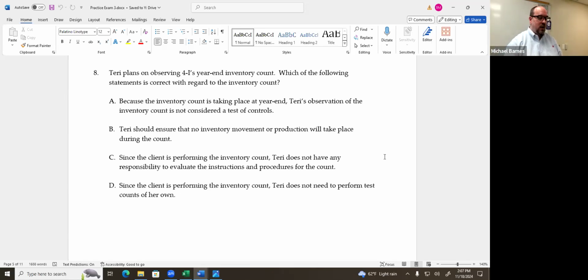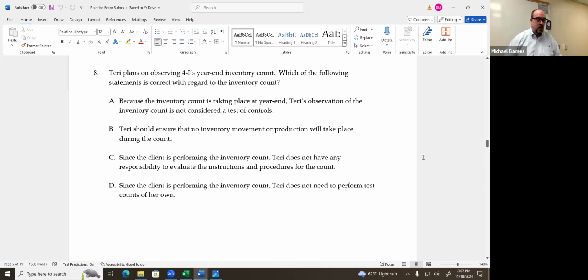Since the client is performing the inventory count, Terry does not have a responsibility to evaluate the instructions and procedures for the count. Does she still have responsibility in this area? Yes, she does. She certainly does, okay? Remember, we talked about this in, I think it was chapter 13 homework. We talked about JP Kumar, I think that was the individual's name, and the auditor had no control over the count sheets, and so he kept adding count sheets willy-nilly, and that was a big fraud. Yeah, that's the danger of what happens when you don't control the situation. So we do have to make sure to evaluate instructions and procedures for the count.